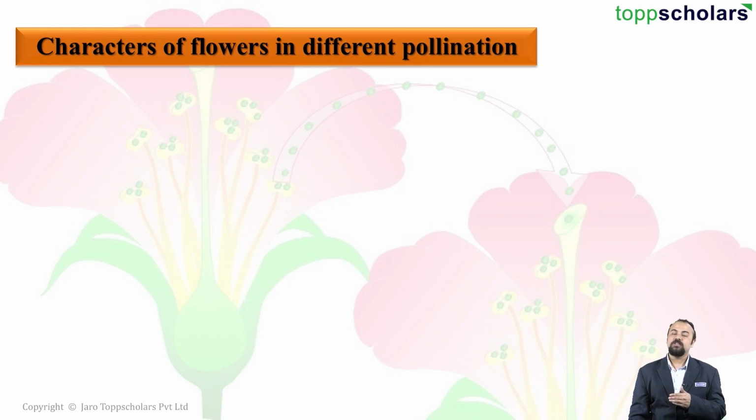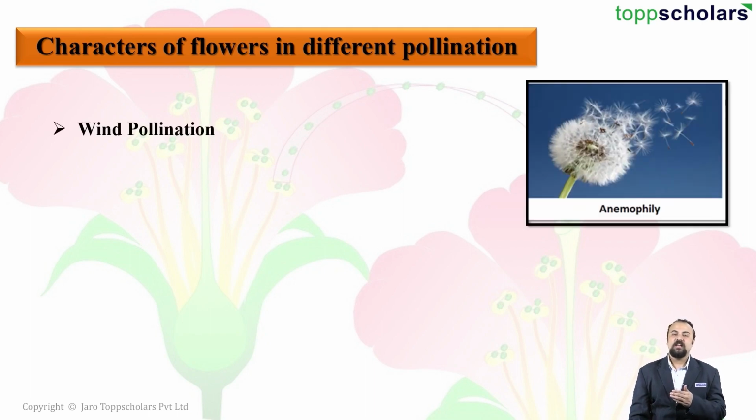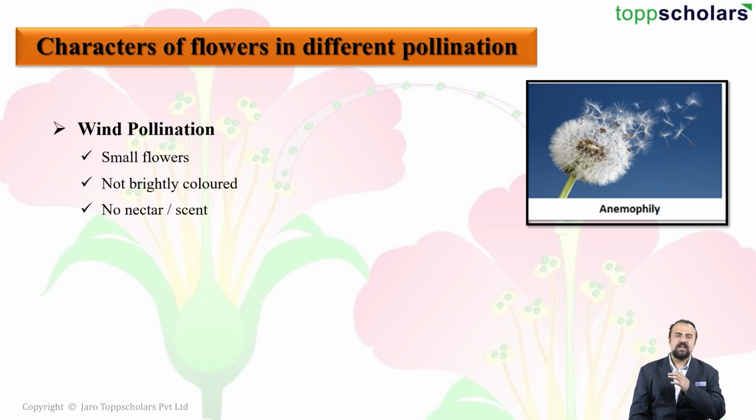Next, we move to the characters seen in the flowers which are pollinated by wind. So we are talking about wind pollination, also known as anemophily. Now students, in this case, the flowers are comparatively very small, because they don't need to attract insects, there is no point in being large and very attractive. So these are very small flowers. They are not at all brightly colored, again because they don't need to attract insects. They do not have any nectar, nor do they emit any scent.